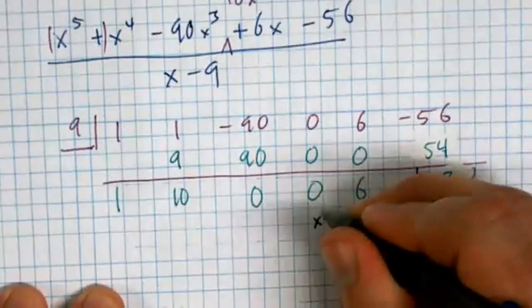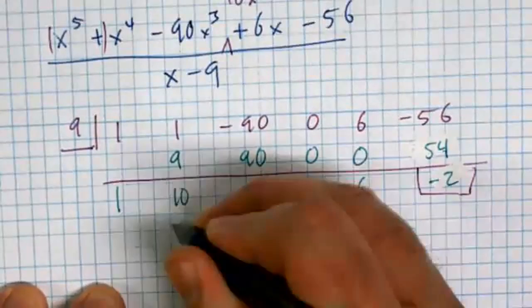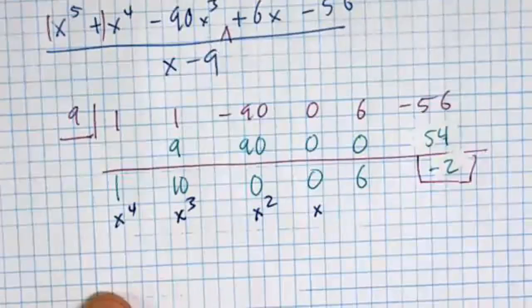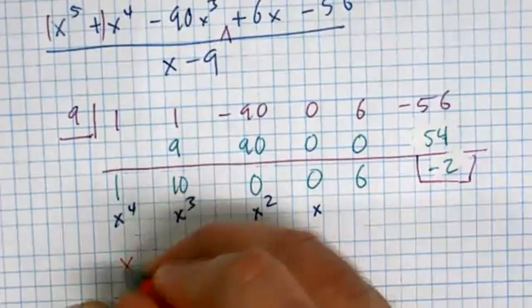All right, so we don't have to worry about any x's or x squareds. We got an x to the 3rd and an x to the 4th. So, final answer.